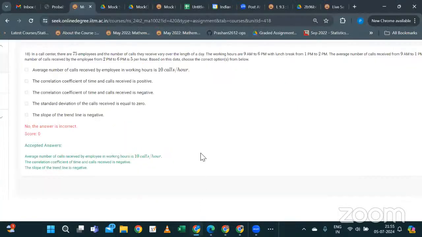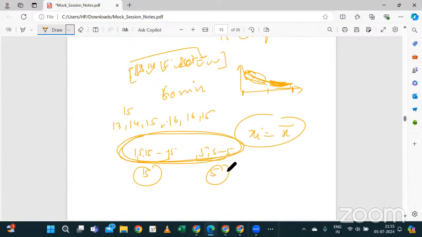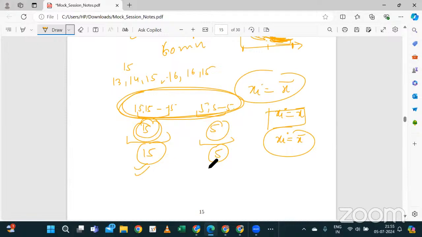Sir, I don't understand the previous option, the standard deviation. Okay, so standard deviation will be 0 when all observations are the same, right? All observations are the same, that means xi equals x bar, correct? If this is the case, for the first 4 hours, what is the average? It is 15. But for the last 4 hours, the average is 5, right? So you can say these observations are not the same, right? That's why this option is incorrect.